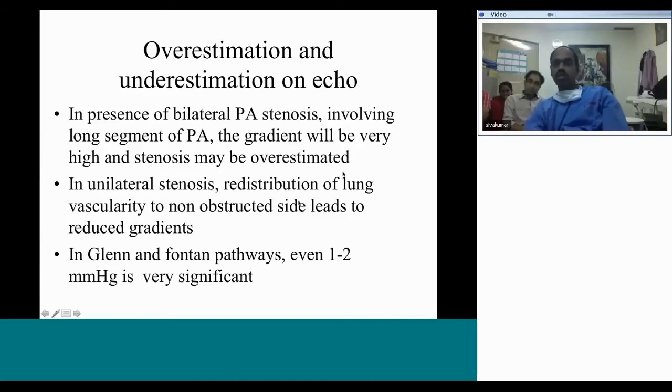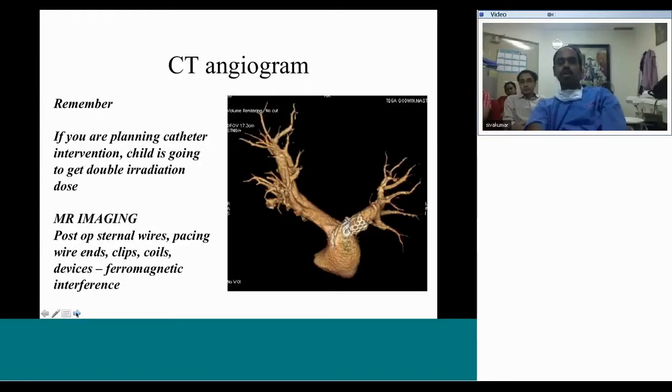In unilateral stenosis, redistribution of lung vascularity to the non-obstructed side leads to very low gradients only. So if there is a unilateral stenosis and you are getting very low gradients, don't ignore them. That is also significant. I am telling you, in bilateral pulmonary artery stenosis, there will be overestimation, and in unilateral PA stenosis, there will be underestimation. In Glenn and Fontan pathways, there won't be any gradient detected by echocardiography, because it will be hardly 1 to 2 millimeters of mercury.